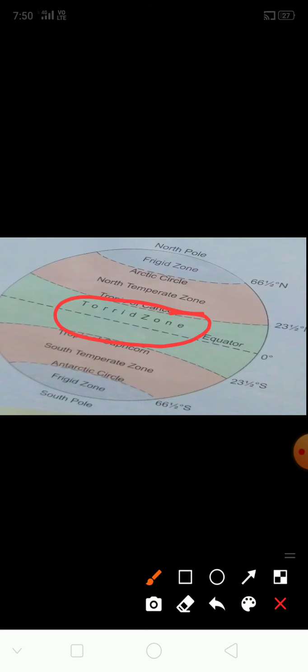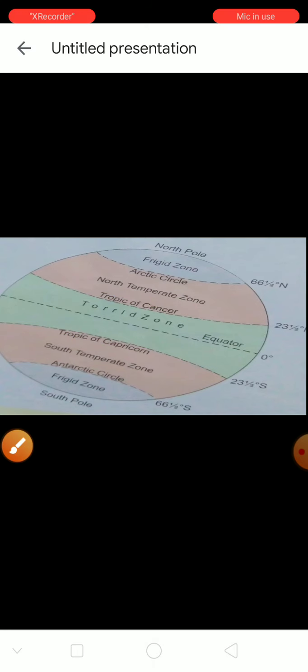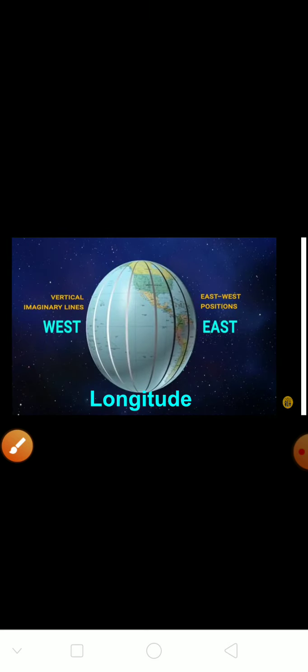However, it is not necessary that the climatic conditions are the hottest here, because this region is surrounded by oceans that use some solar energy for evaporation. This often results in generous cloud formation and frequent rainfall. These factors also help moderate the temperatures within this zone. So that is about the torrid zone.